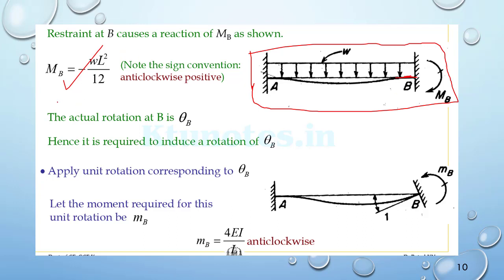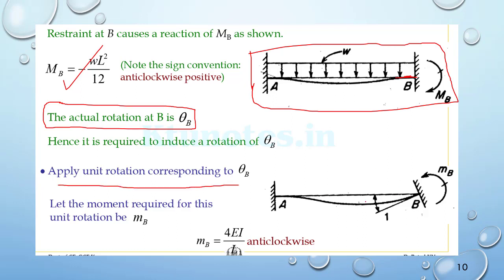But the actual rotation at B is theta B. If it was fixed, it would be 0, and the corresponding moment will be WL square by 12. Then we are going to apply a unit rotation corresponding to theta B. This is actually the stiffness method. Let the moment required for this unit rotation be mb. So this unit rotation will be theta B, and the moment required for this unit rotation is mb. We know that mb is equal to 4EI by L in the anticlockwise direction.